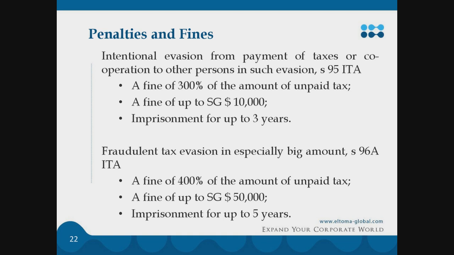Intentional evasion from payment of taxes, or cooperation with other persons in such a situation, is penalized with a fine of 300% of the amount of unpaid tax, a fine of up to 10,000 Singaporean dollars, and imprisonment for up to 3 years. Fraudulent tax evasion in an especially big amount is penalized with a fine of 400% of the amount of unpaid tax, a fine of up to 50,000 Singaporean dollars, and imprisonment for up to 5 years.